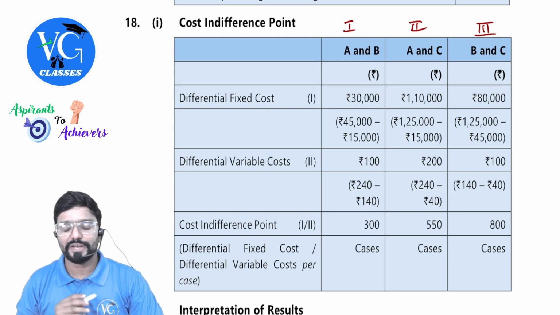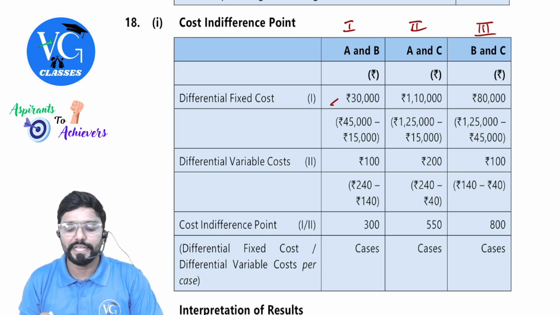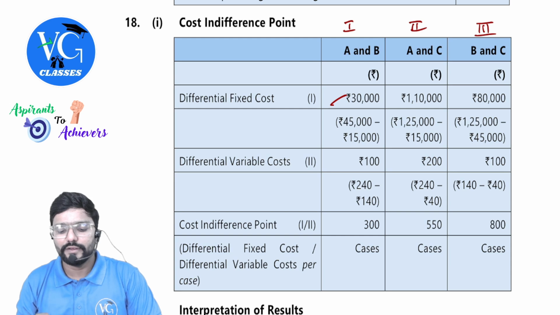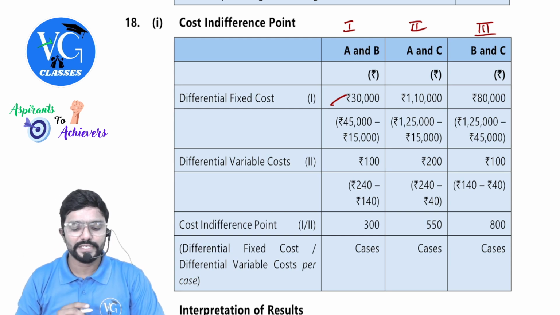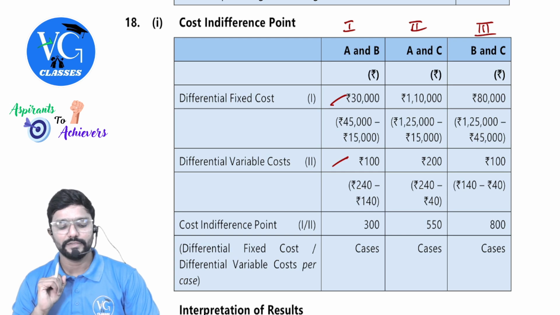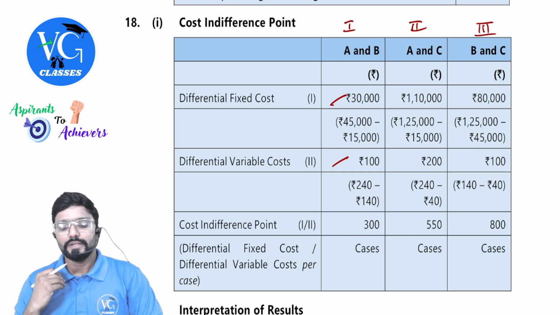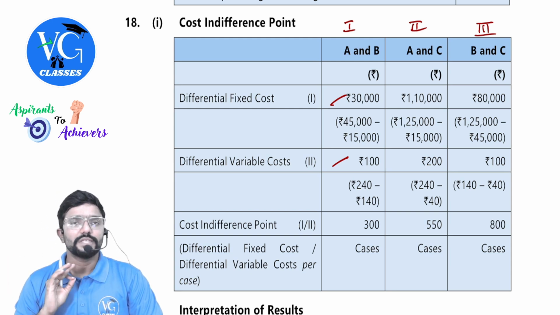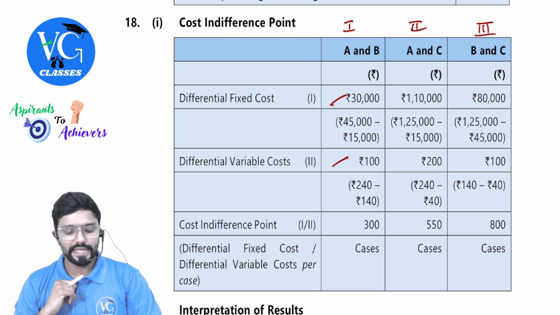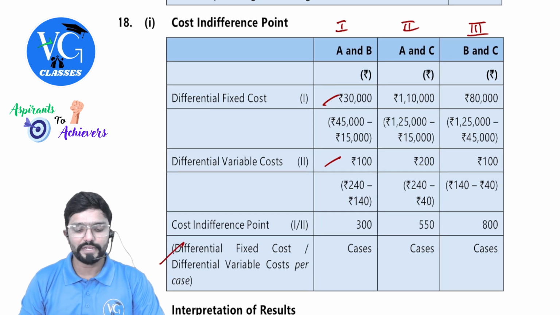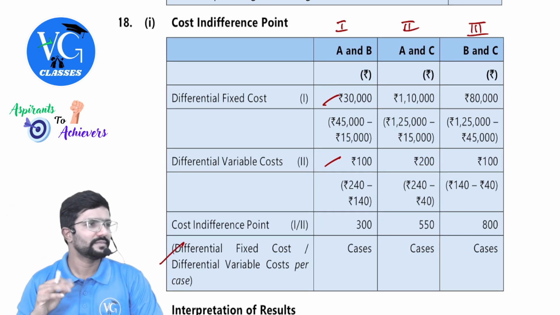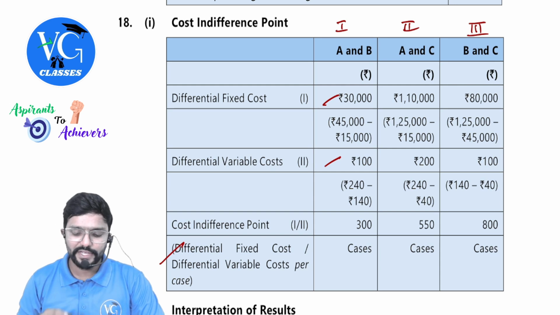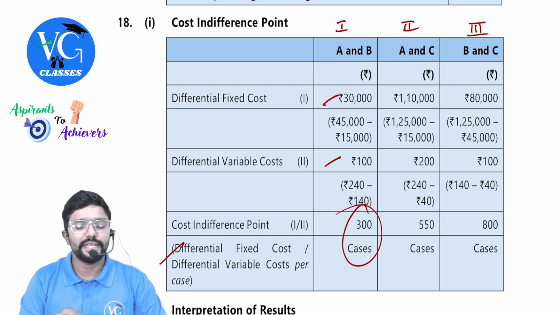Differential fixed cost, guys: 45 minus 15, 30 here. We already did that. So first, let us go one by one. A and B, guys. First, differential variable cost 100. So what is the indifference point? 30,000 divided by 100, which comes to 300 cases. The formula is also given here. Maybe you can write the formula on the top also, because it is the common thing everywhere.